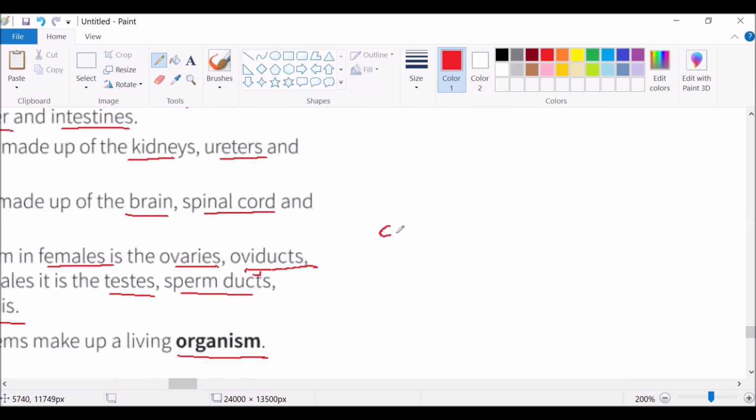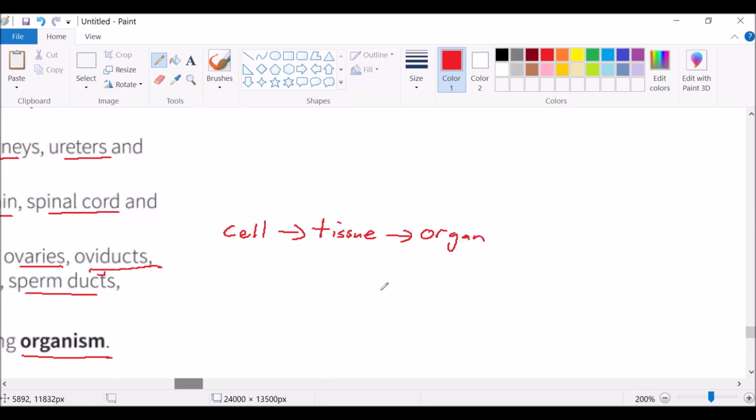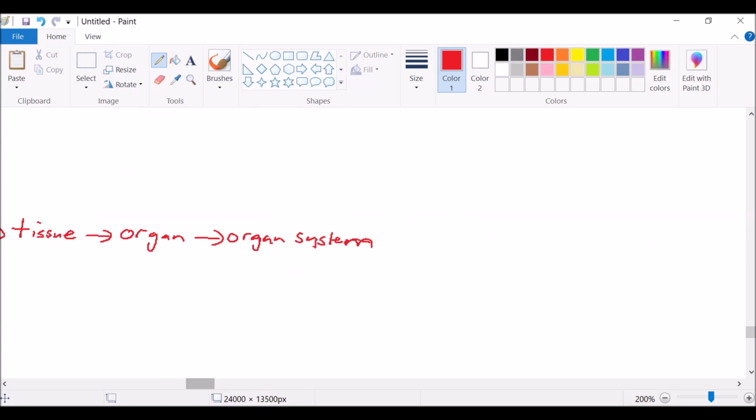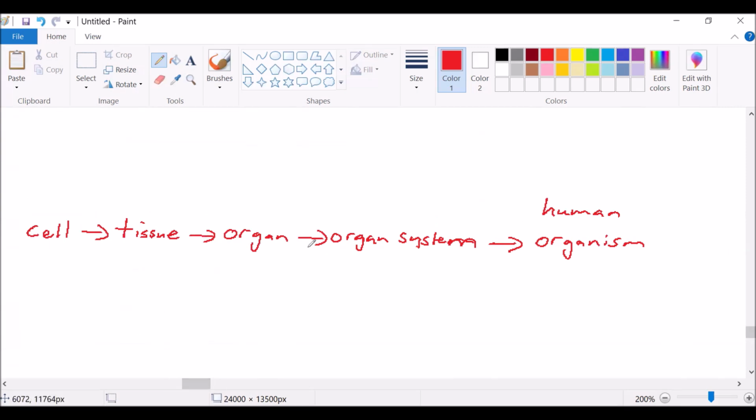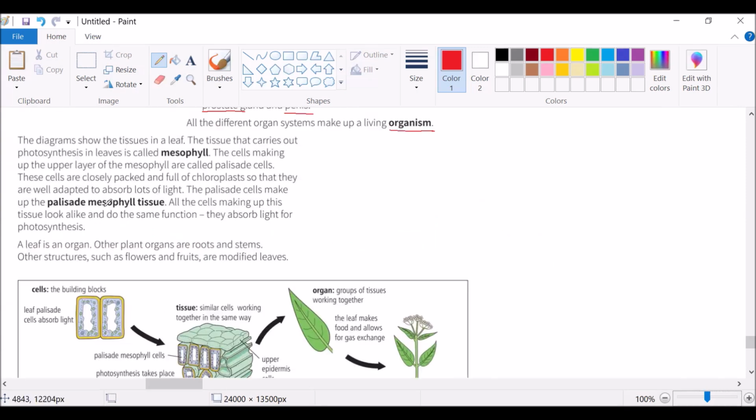So, from the cell, when cells are grouped together, they form tissue. When different tissues are grouped together, they form an organ. And when different organs work together, they form an organ system. When all the organ systems are united, they form an organism, such as a human. So those are the levels of organization.